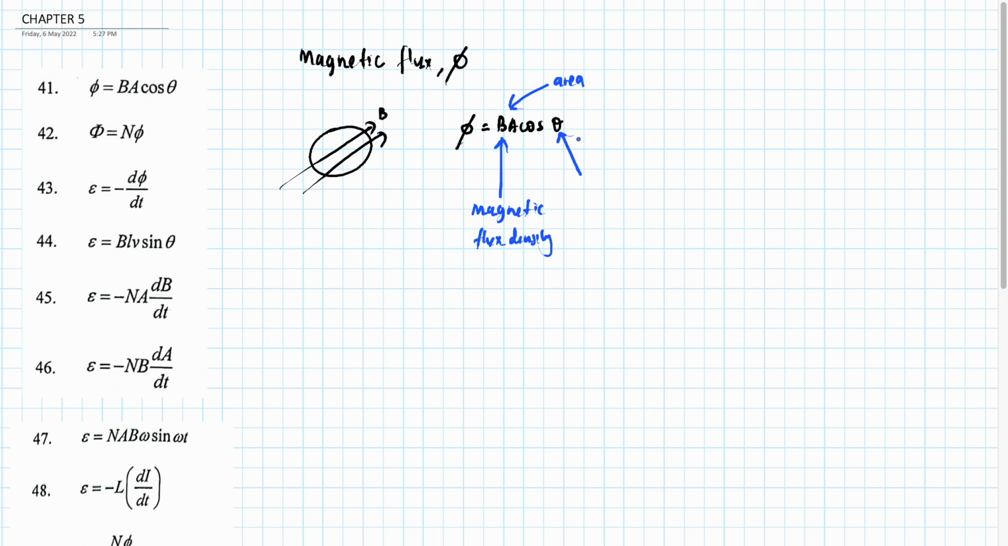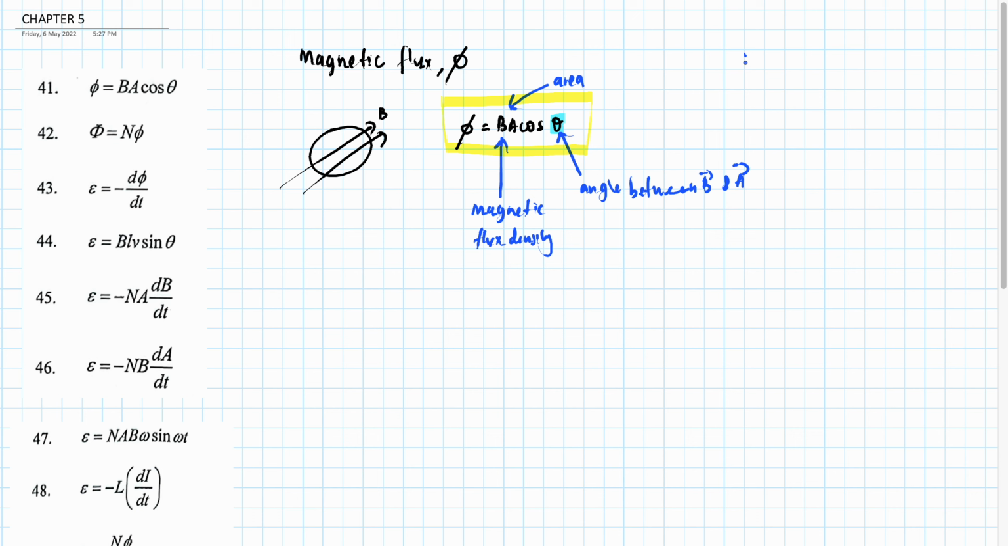A is your area, and theta, this is very important, is the angle between vector B and vector A. This formula is given during the exam. What I want to highlight here is theta. A lot of you get confused, what is theta? Theta is the angle between vector B and also vector A.